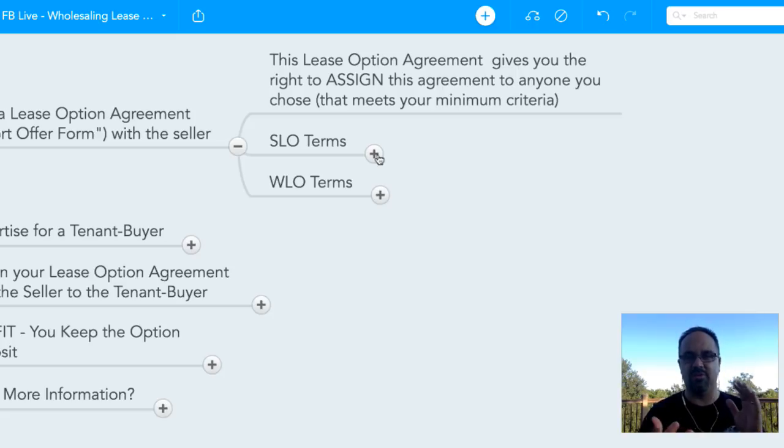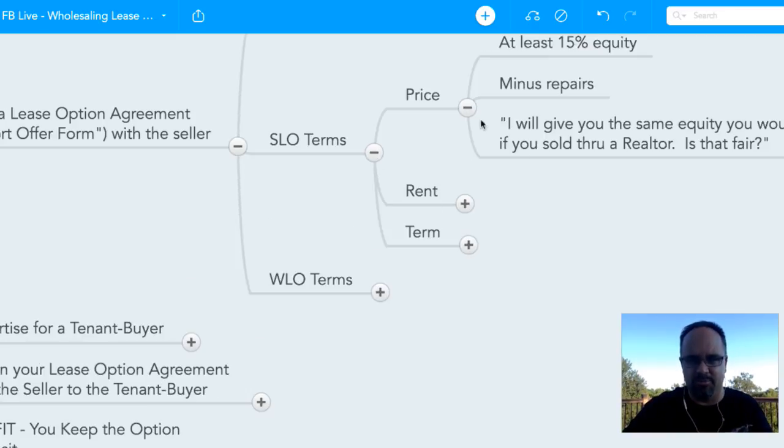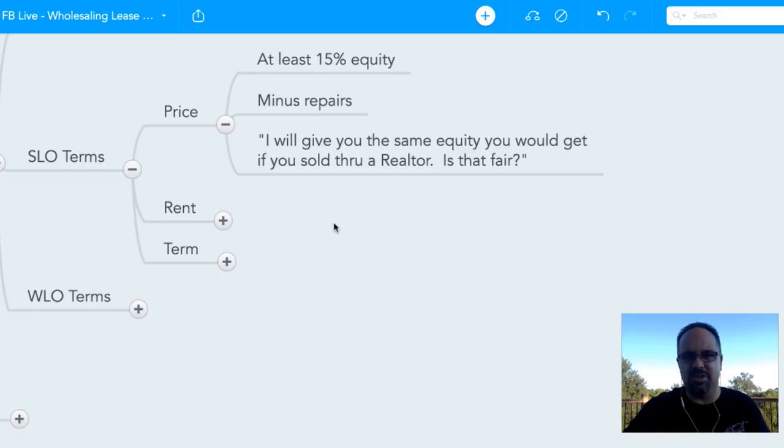And so if the numbers work, if there's equity and there's cash flow, I'd rather stay in the middle and make a lot more money. If the numbers don't work, if there's not enough equity and no cash flow, then I'm going to do a wholesale lease option deal. So basically when I'm making a sandwich lease option offer, my price, I want at least 15% equity. I'm going to subtract a little bit for repairs, but I'm not going to do the repairs.